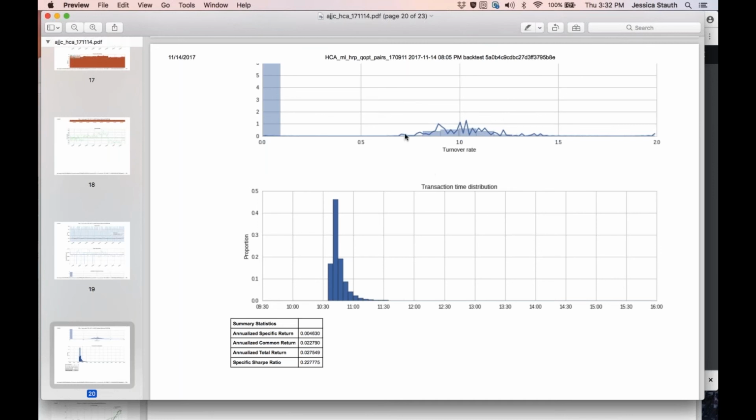So the distribution of turnovers, we can see that on a lot of days it's not trading, and when it does trade, it turns over pretty much the whole portfolio. Correct. It doesn't do that by design. It just does that because that's what comes out.